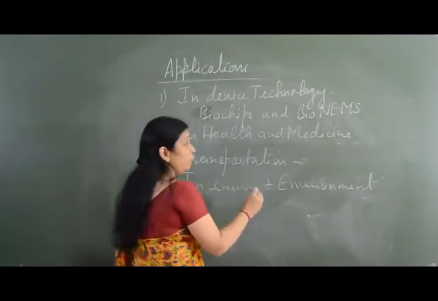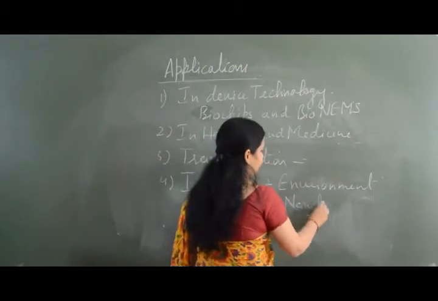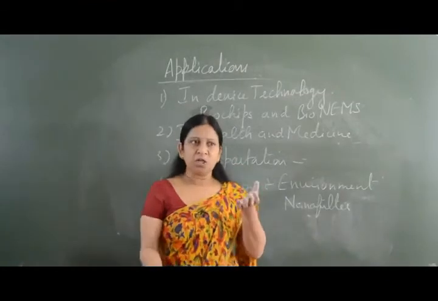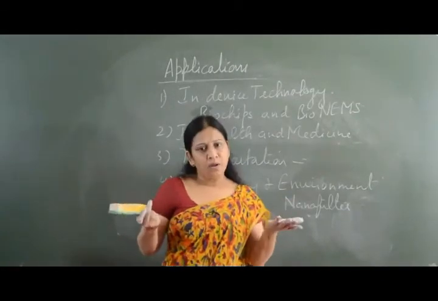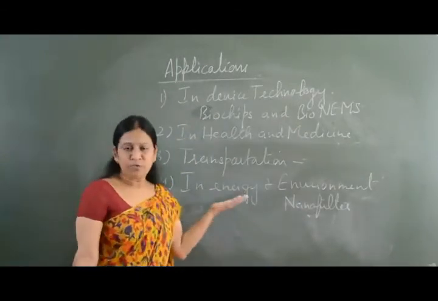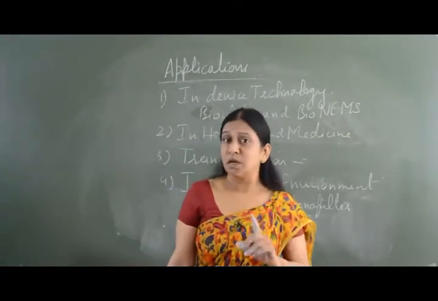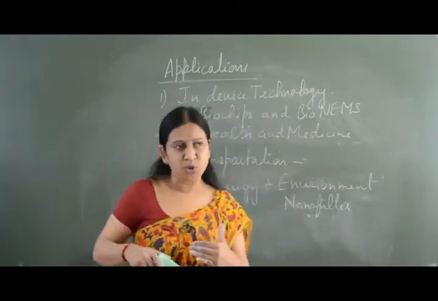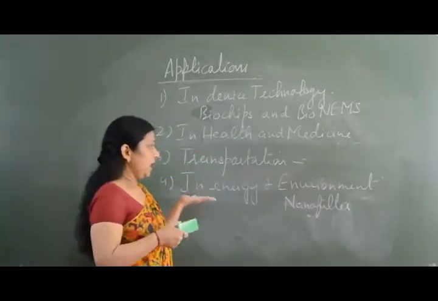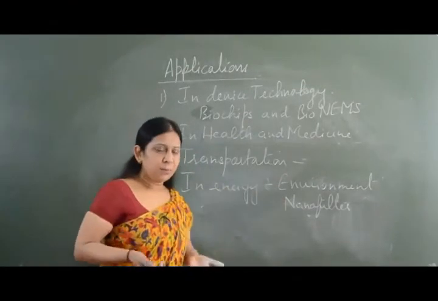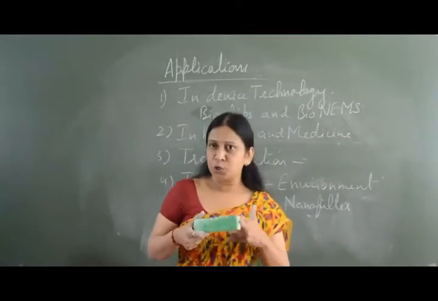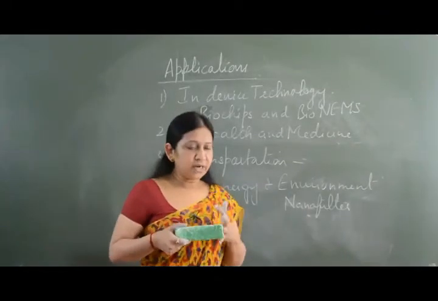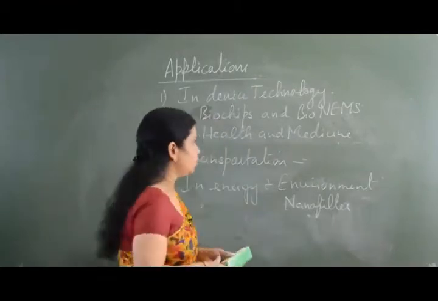Then we use nano filters. When we use nano filters, the small particles which are normally left out in filtration can also be taken care of. So it is used in nano filtration. Next, it is used in energy consumption. It is going to reduce the energy consumption. So if we use nanomaterials in energy and environment, these are the advantages. It is used for storage of hydrogen, as nano filters, and it is going to reduce the energy consumption.